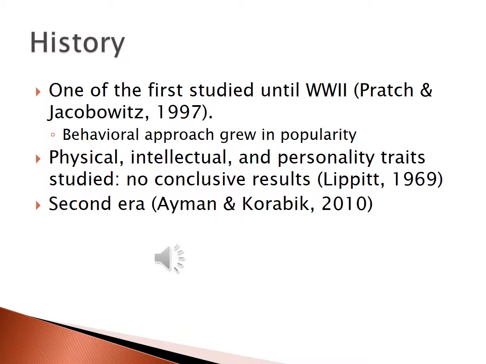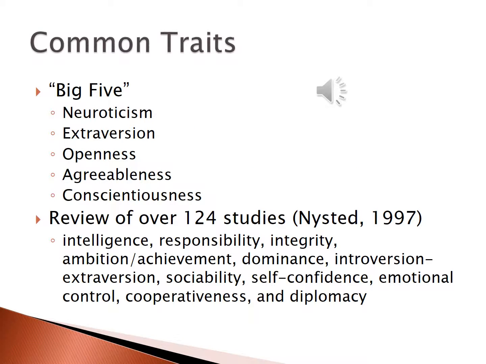However, there was a second era of the trait theory where it was looked at again and studied. During this second era, the Big Five traits were discovered and studied, and these are neuroticism, extroversion, openness, agreeableness, and conscientiousness. Also, during this time, there was a review of over 124 studies. This was published in 1948.